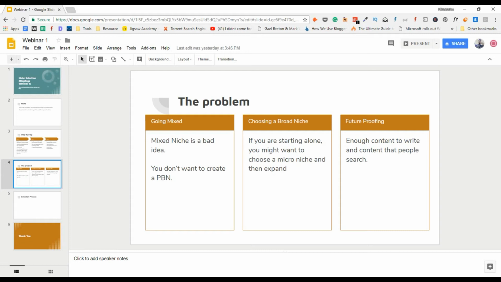Now I'll talk about some problems. Most people I see going mixed niche is a very bad idea, dude. Even if you write good content, people will see it and say, ye to PBN hai, this is a PBN. So yeah, it's a very bad idea. Please don't go mixed niche. I see many people writing about geo, writing about blogging, writing about every goddamn thing on the earth. So please, mixed is a bad idea.